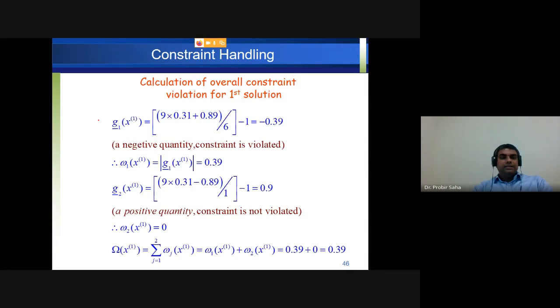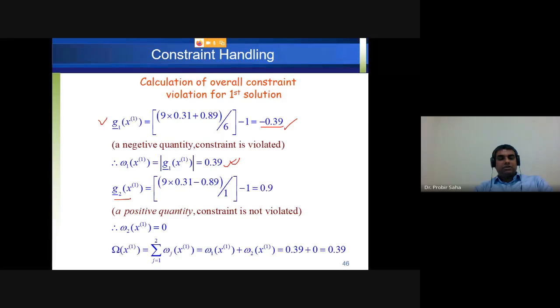If you see the G1 of x1, that means the first constraint for solution 1, this is the value. Now, is it greater than or equal to 0? No, it is less than 0. So that means it is violated. That means I have to penalize solution 1. Solution 1 should not go to the next generation. I should penalize by adding more value to its existing fitness. So now omega 1 of x1, as I am putting the mod value, I'll just assign 0.39.